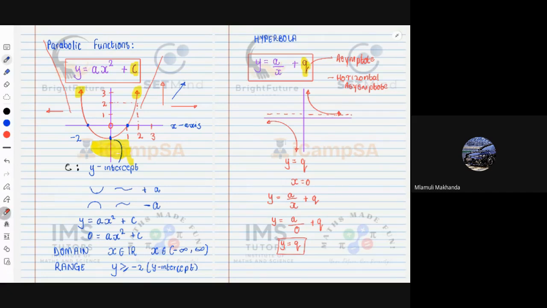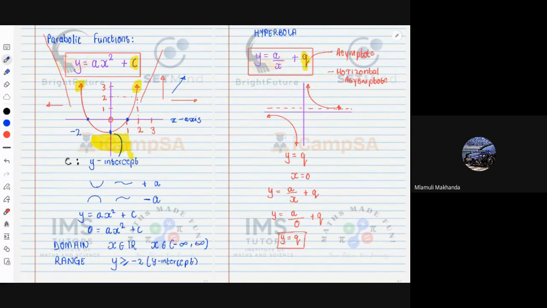So it's y is greater or equal to, and I'm saying greater or equal to because we also include that intercept there. That -2, we also include it. It's included in this function. So that's why we're starting from it and then going above, for the y function. Okay, that's the range.